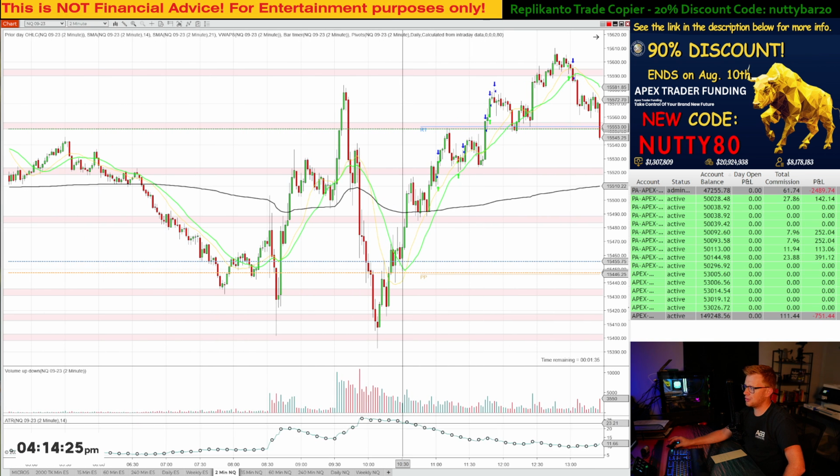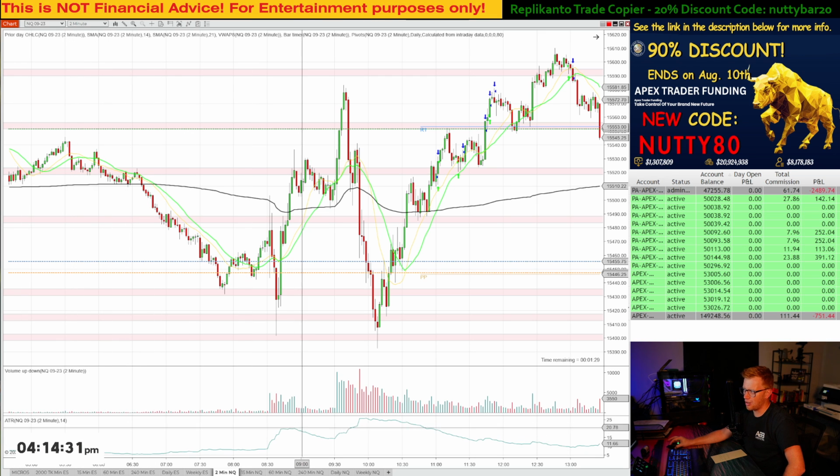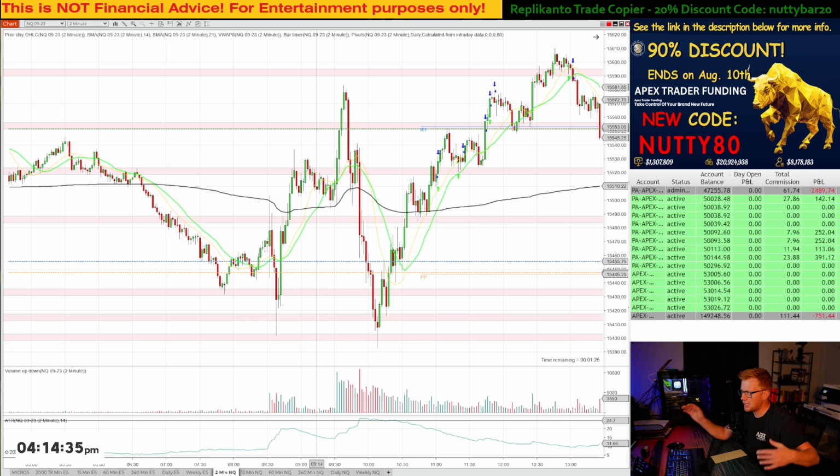You'll also notice I have an ATR strategy down here. This is not really something that I'm trading off of, but ATR, average true range, basically shows the volatility. I don't want to be trading when there's high volatility, so I don't want to take any trades when the ATR is above 20.